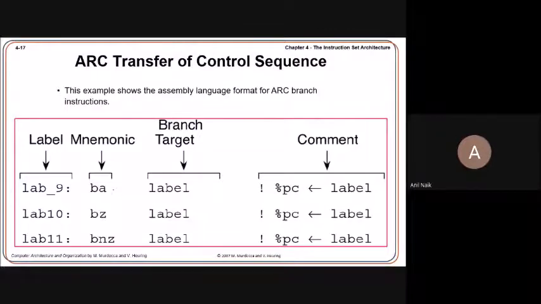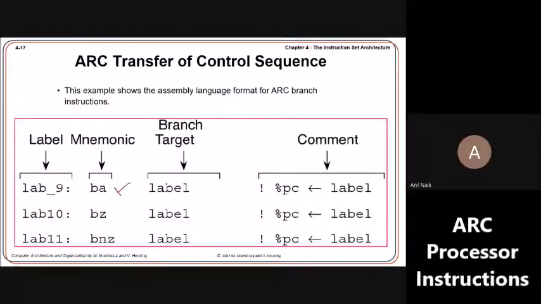What is the mnemonic? Branch always. Branch always and a label means if the condition is true, then it will directly jump to this particular address, whatever the label is. Like in 8086 we used to do jump down or jump up. Similar to that, branch always, BA.